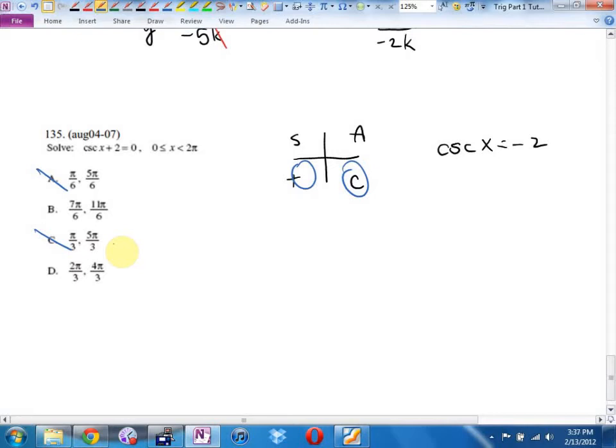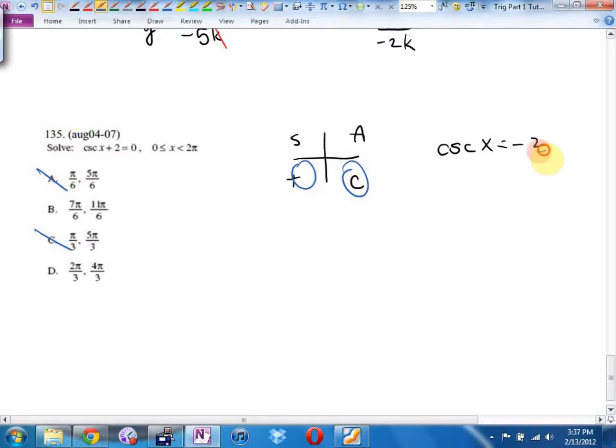You guys are looking at me stunned. You guys don't write tests this way? You need to. This is how you write multiple choice tests. And you'd be amazed, especially in trig, how often you only need to do about one third of the question and you're done. So sine is negative there and there.